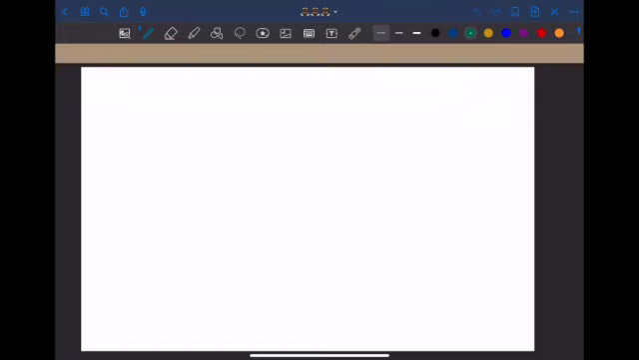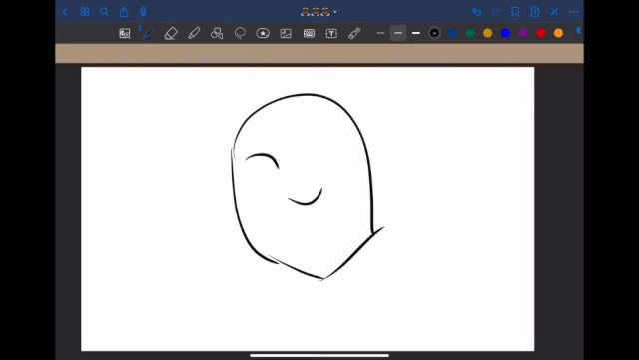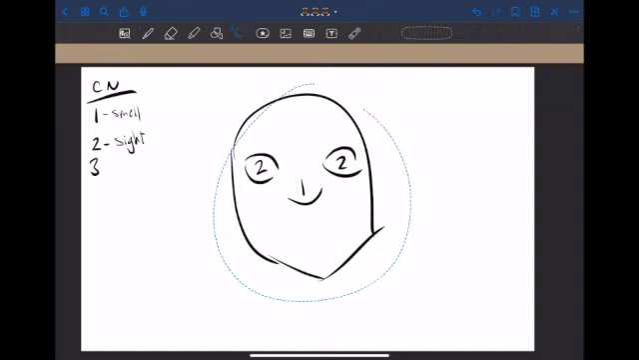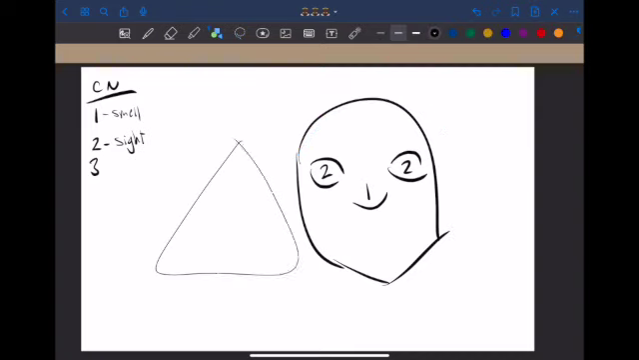Okay, this is how I remember the cranial nerves. You got one nose and two eyes. So cranial nerve 1 is smell, your olfactory. 2 is sight, your sense of sight. 3 comes right after 2 because it's associated with the eye as well.